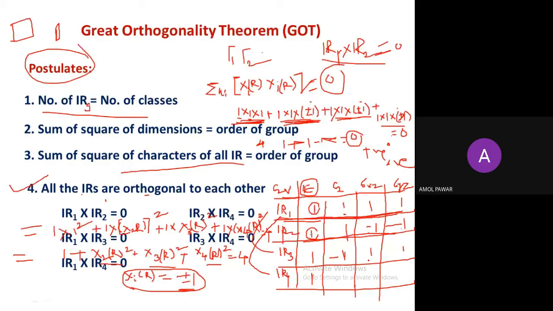Then sorry, it should be minus 1. Okay. Then minus 1, minus 1 and 1, minus 1, minus 1 and 1.